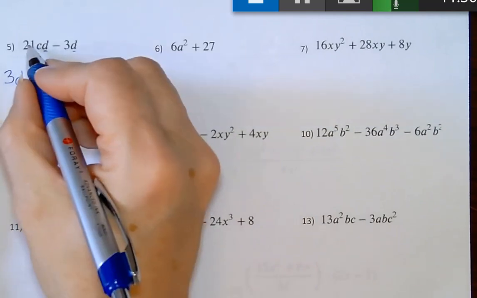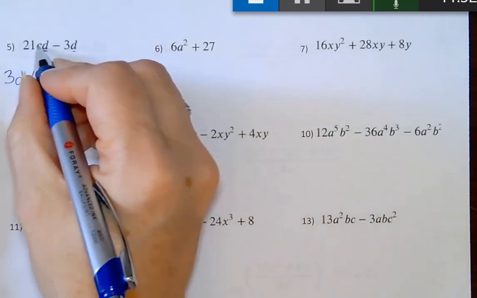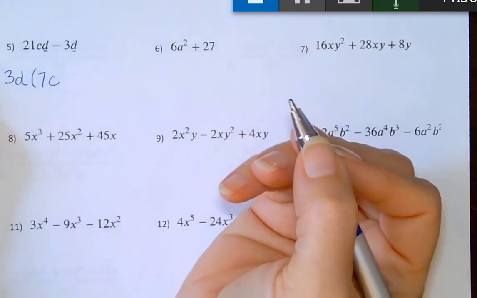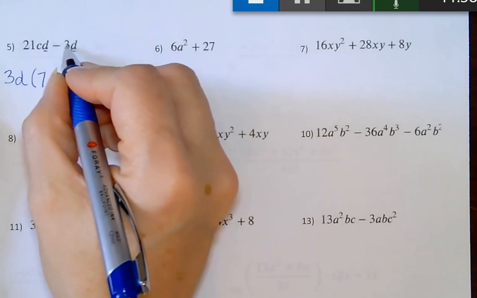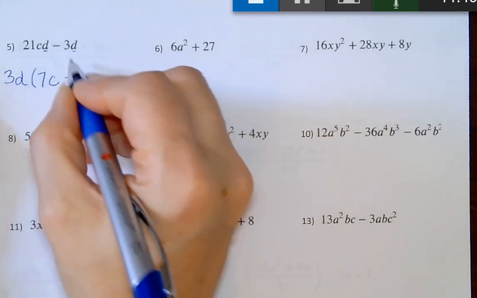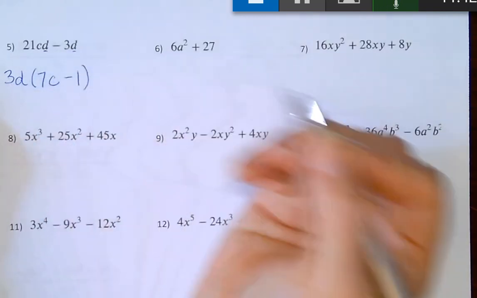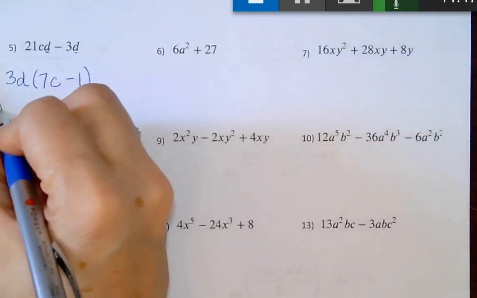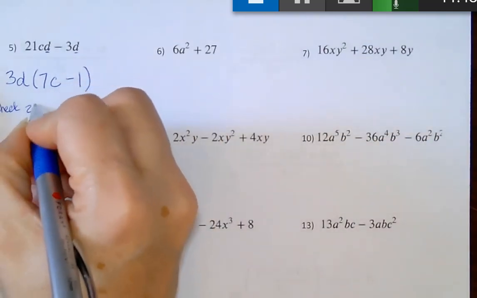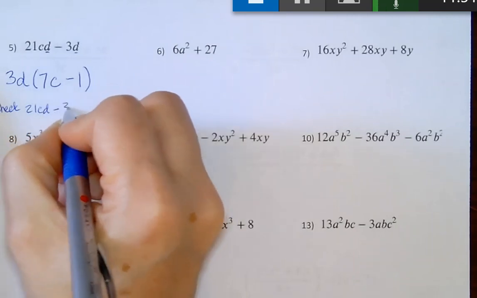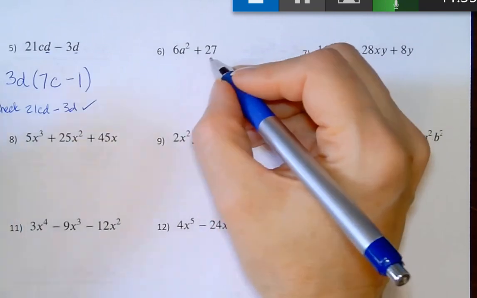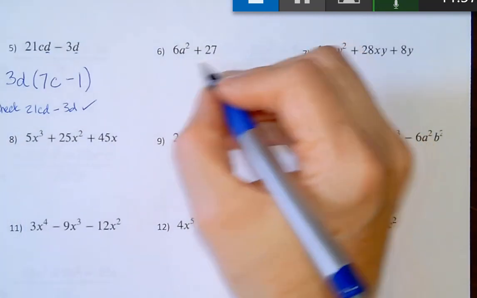So I'm going to pull 3 and D out of each one of those terms. So I'm left with 21 divided by 3 is 7. CD divided by D is just C. Now I have 3 divided by 3 is 1, and D divided by D is just 1. Okay, check your work. So if I check it, I get 21CD minus 3D. 21CD minus 3D worked.